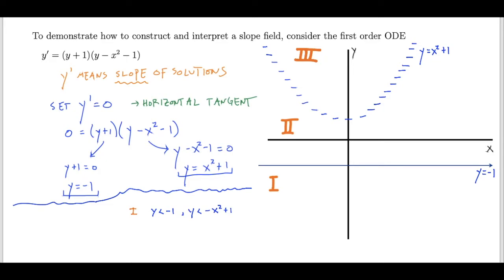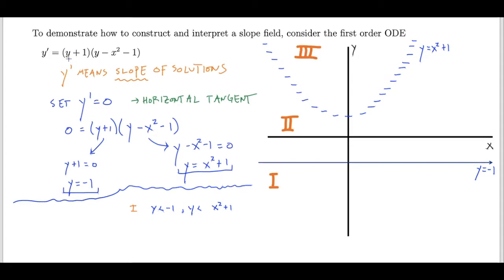Now let me investigate the properties of my differential equation on each of these regions individually. In region 1, I know that the y values are below -1, and I also know that the y values are less than x squared plus 1. Referencing my original differential equation, if y is less than -1, then this term, y plus 1, will be negative. Similarly, if y is less than x squared plus 1, then this term will also be negative. So in my overall differential equation, I'll have two factors on the right that are both negative. When those are multiplied together, that yields a positive value.